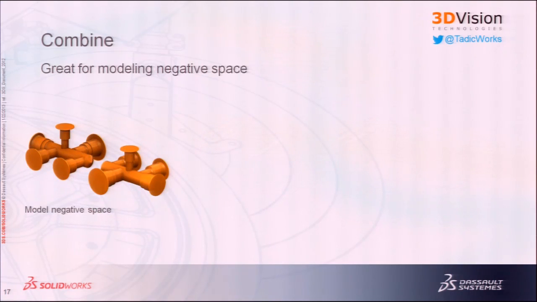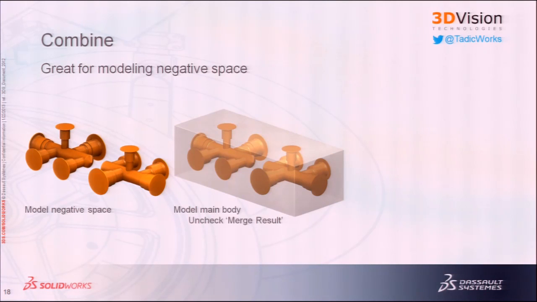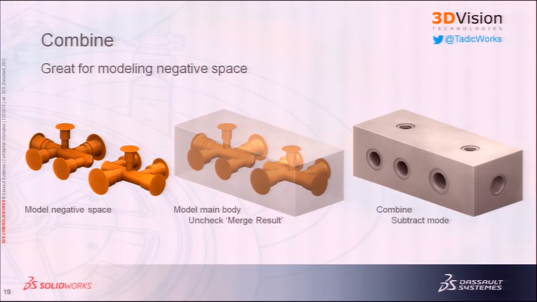The one place that I do still use the combine feature is for modeling negative space. Sometimes it's just easier, more visual, to model the voids as solid geometry rather than starting off with a block and making a bunch of cuts to it. It's just easier to see. You don't have to worry about cutting a bunch of section views. So what you could do is model up the ports of this manifold and then model a block around it. Don't merge those bodies together. So at that point, we have three solid bodies in our part file, and then subtract the orange from the gray body. And we're left with our manifold.